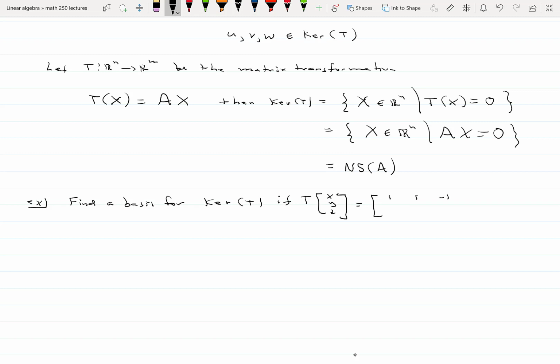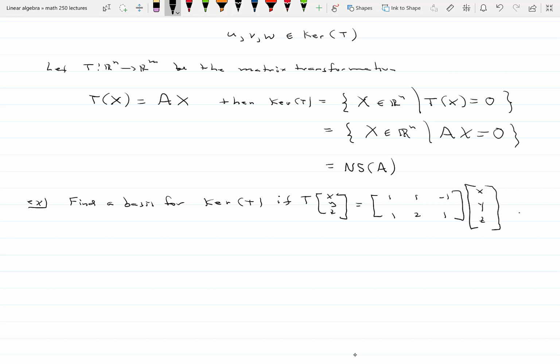So [1, 1, -1; 1, 2, 1] times [x, y, z]. We've seen this. This is nothing new to us. This is just a brand new formulation of the same old problem we've done before. The kernel of a matrix transformation is nothing more than the null space of the matrix that defines the matrix transformation. So I need the null space of A.